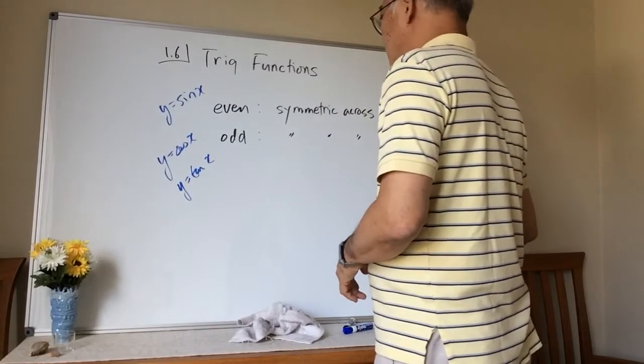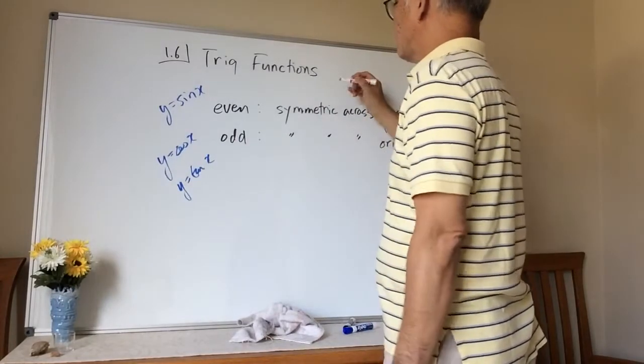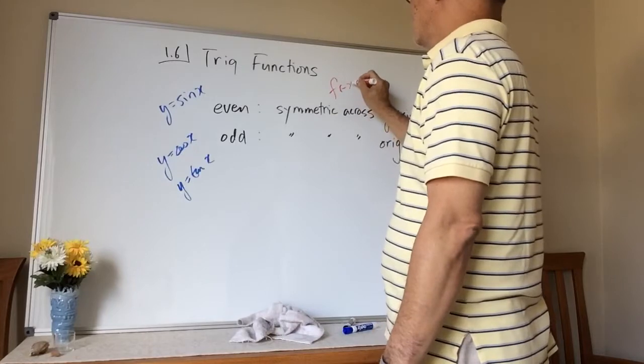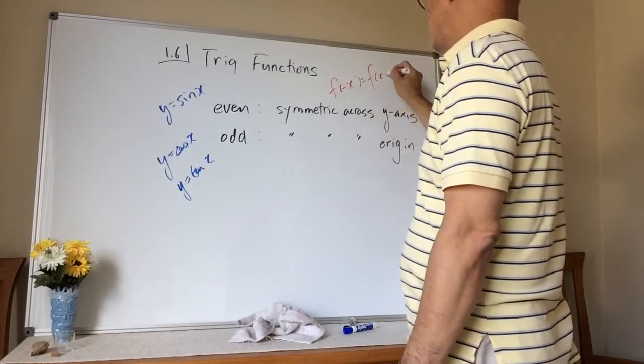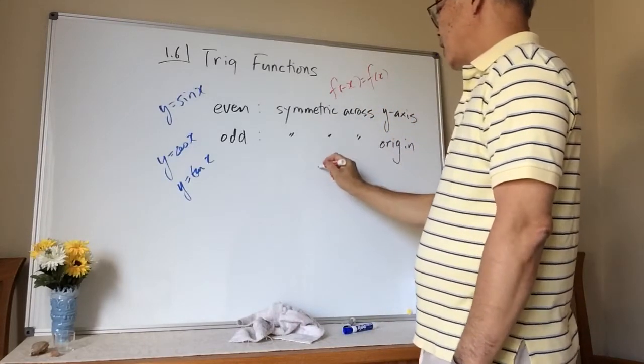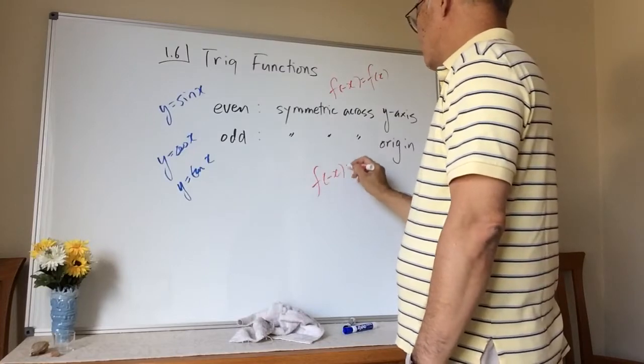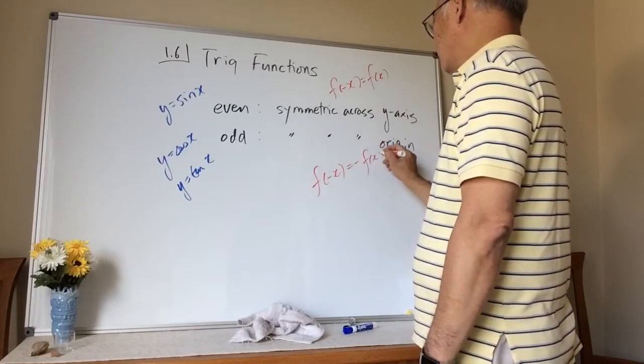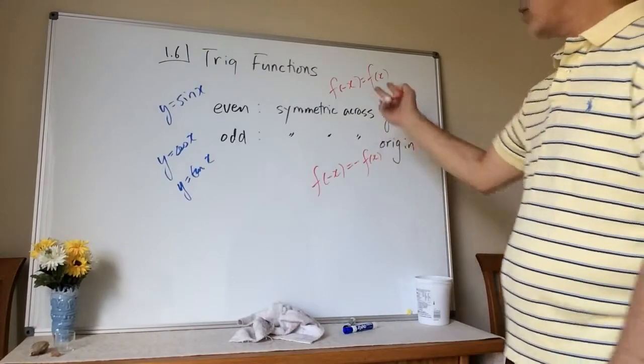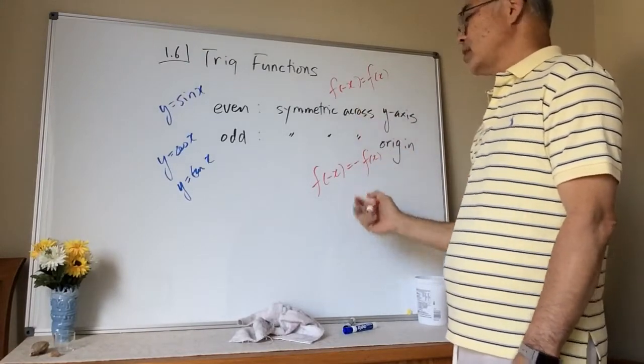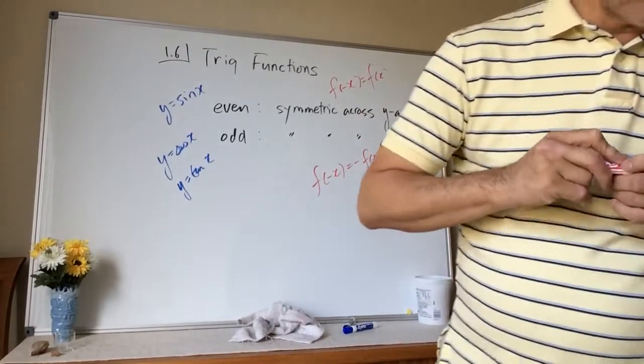Also, we talked about even functions. The definition of an even function is where f of negative x is the same as f of x. And in an odd function, f of negative x is going to be the same as negative f of x. So this is how you would determine whether a function is even or odd. Okay?